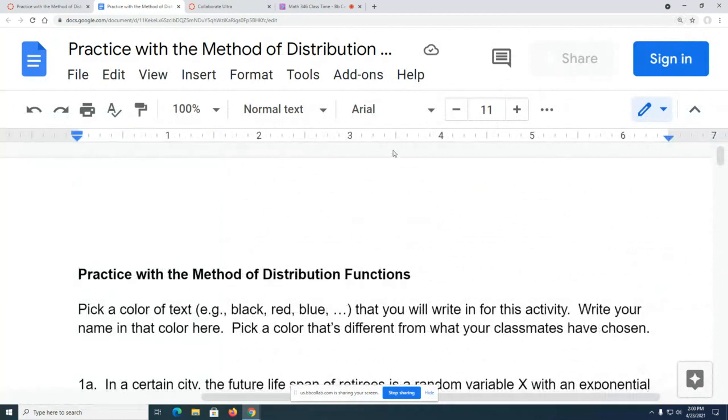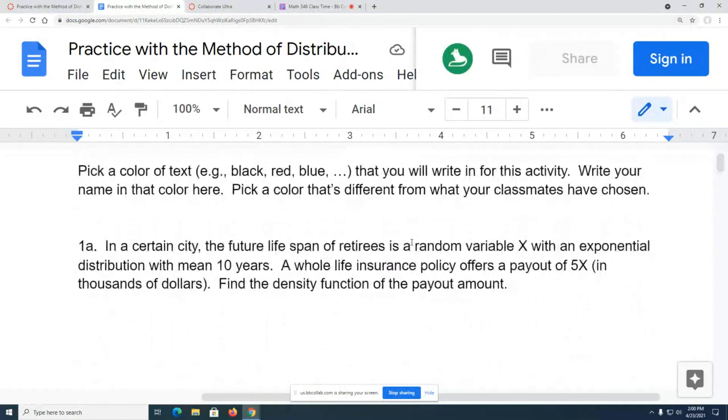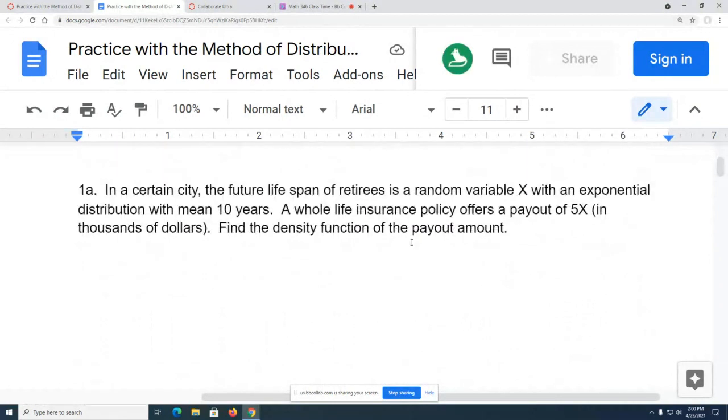All right, so once you have identified a color of pen for the Google Doc or a working marker for the whiteboard, let's do this problem. In a certain city, the future lifespan of retirees is a random variable x with an exponential distribution with mean 10 years. A whole life insurance policy offers a payout of 5x in thousands of dollars. We want to find the density function of the payout amount.